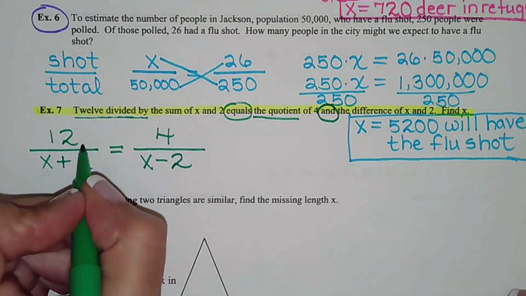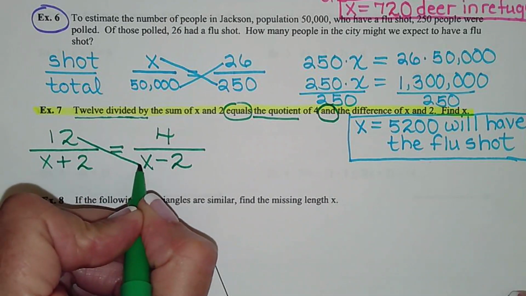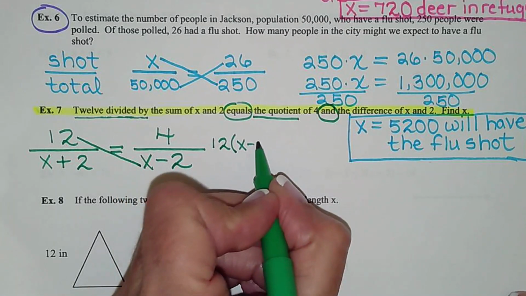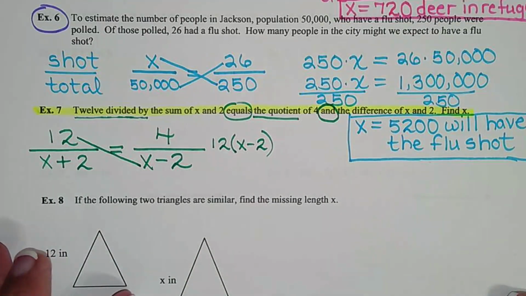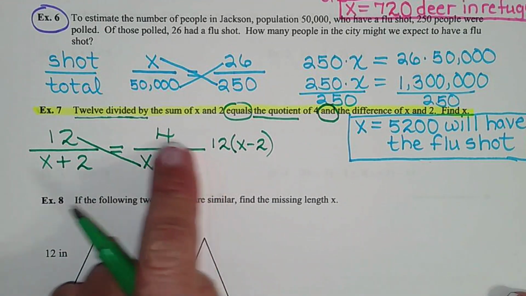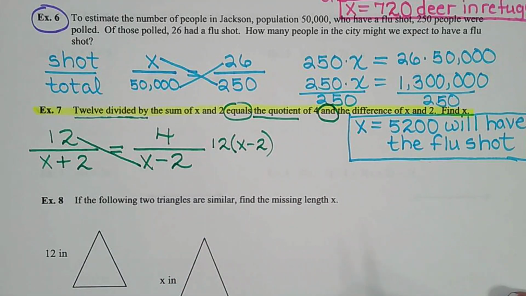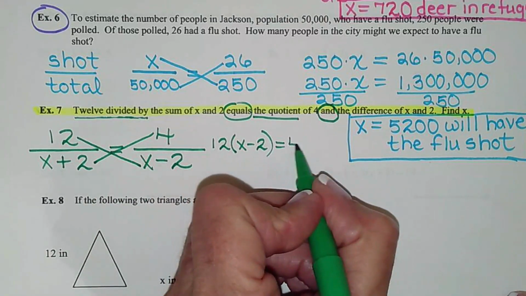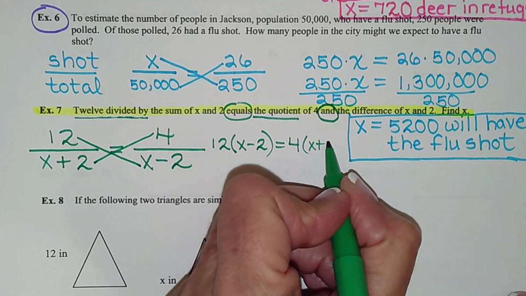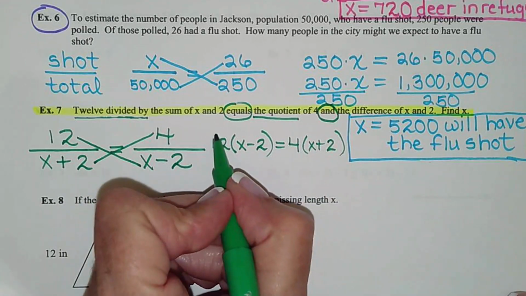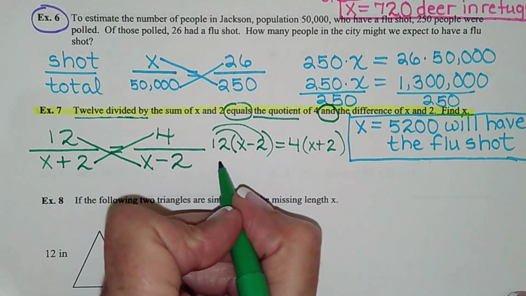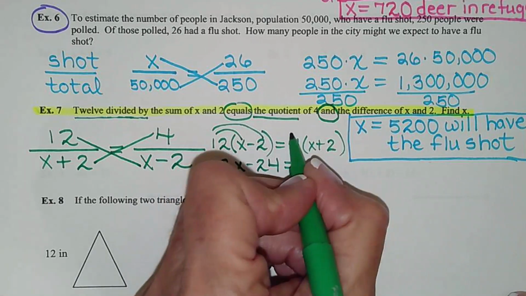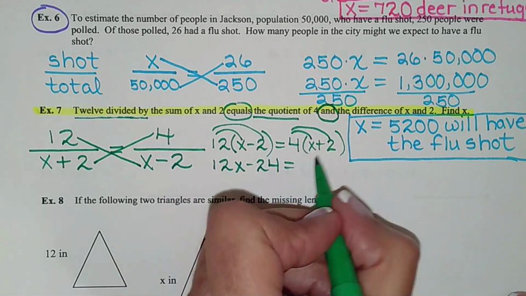So after that, you just pick up from where we left off on the front page. 12 parentheses x minus 2, and remember the parentheses are not optional. 2 terms in multiplication must be in parentheses. Same way on the other side, 4 parentheses x plus 2. So that gives me 12x minus 24 equals 4x plus 8.